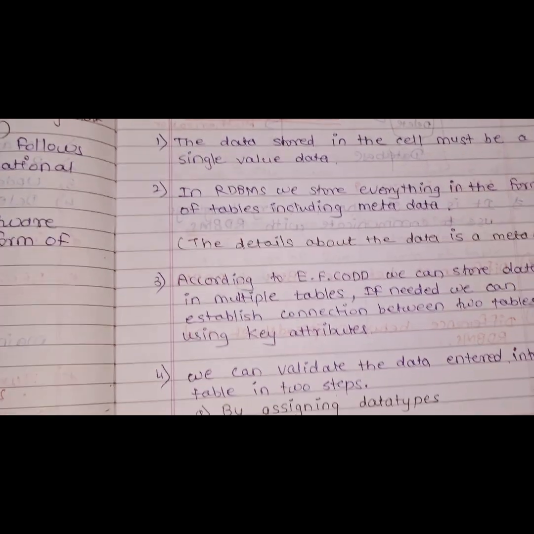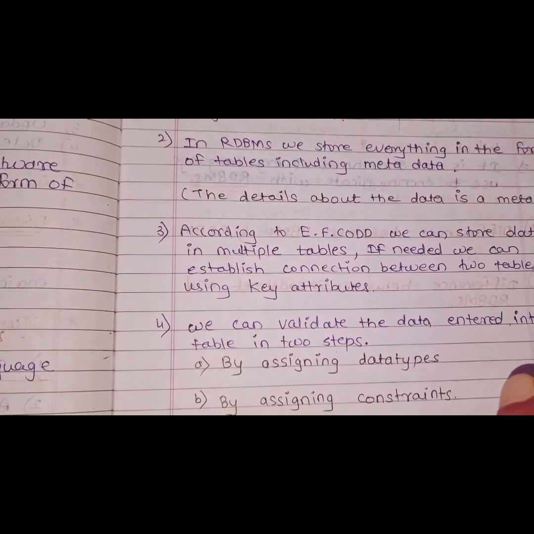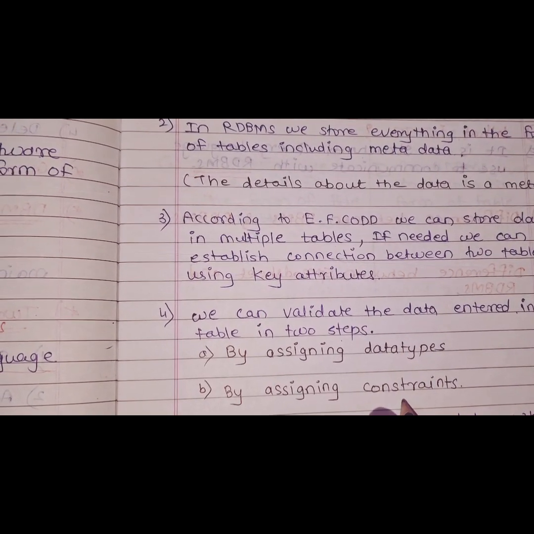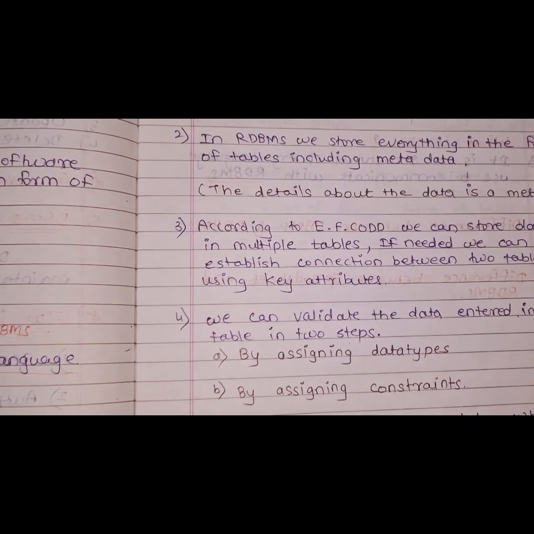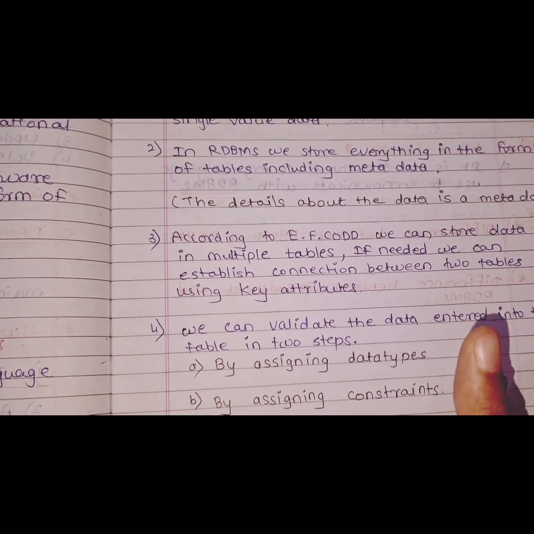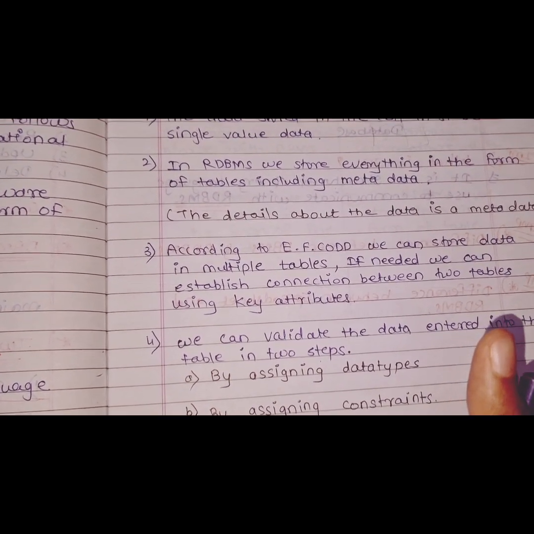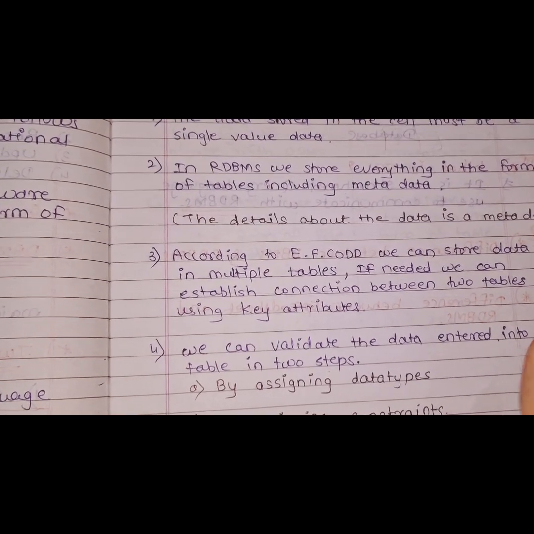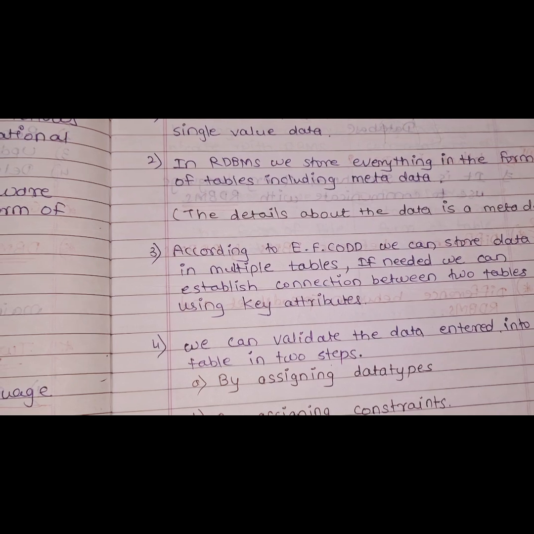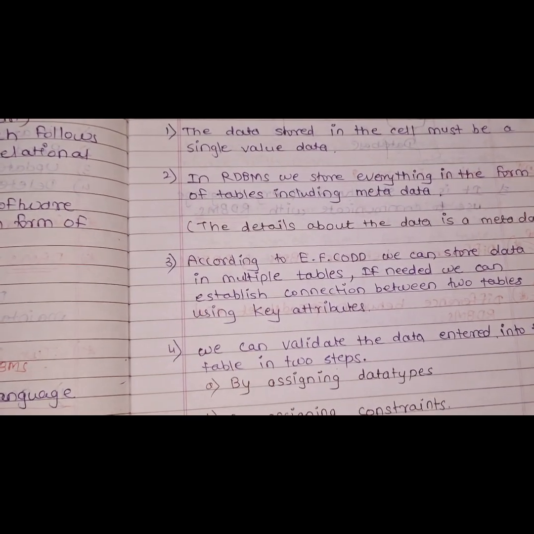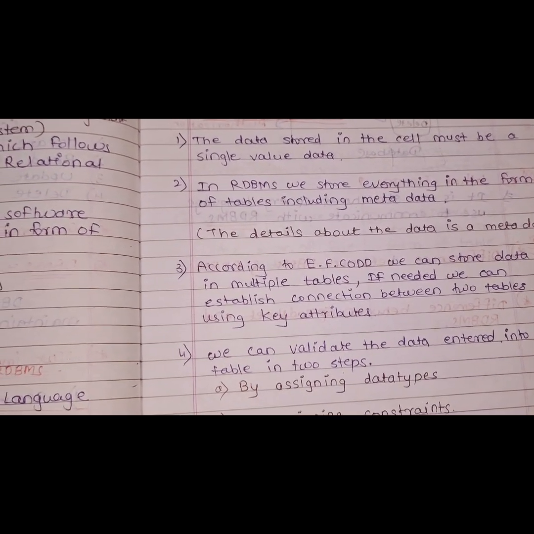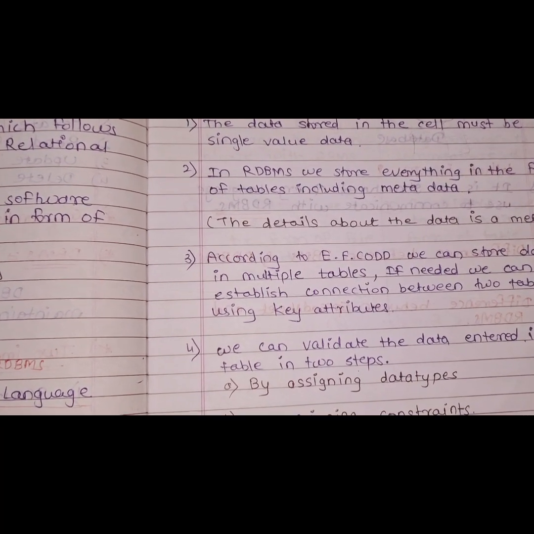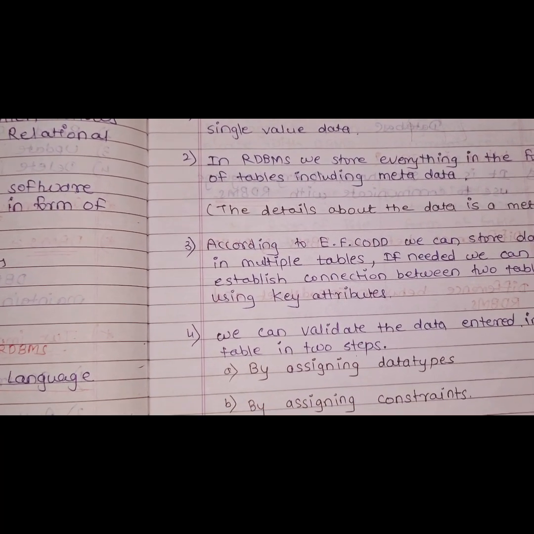So according to Codd's rules, we can have multiple tables and we can establish the relation between student as well as the department. We can validate the data entered into the table in two ways: by assigning the data types and by assigning the constraints. What does it mean? Let's suppose I am entering the data in a tabular format, like adding the student name. What is the data type of student name? That is varchar. What is the data type of ID? Integer. According to that, we can validate the data. If I am giving an integer as an ID, it won't allow characters as an ID.